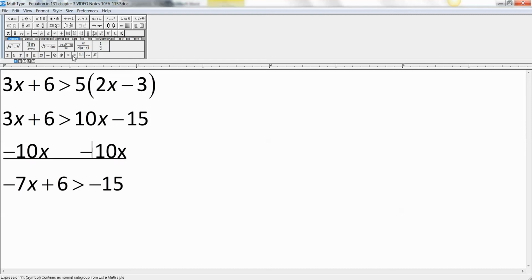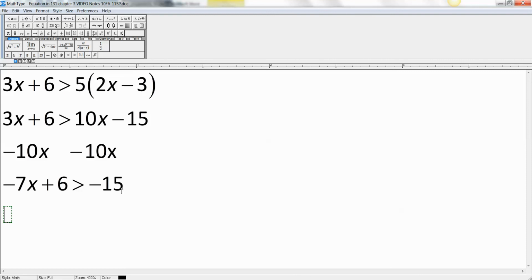and say, oh, Lana, you got to switch the sign. No, no, no, no, no. You only switch the sign when you divide or multiply by a negative. We have not divided or multiplied by anything at this point. All we did was subtract. Subtraction's a-okay. So we subtracted, we got negative 7x plus 6 is greater than negative 15.